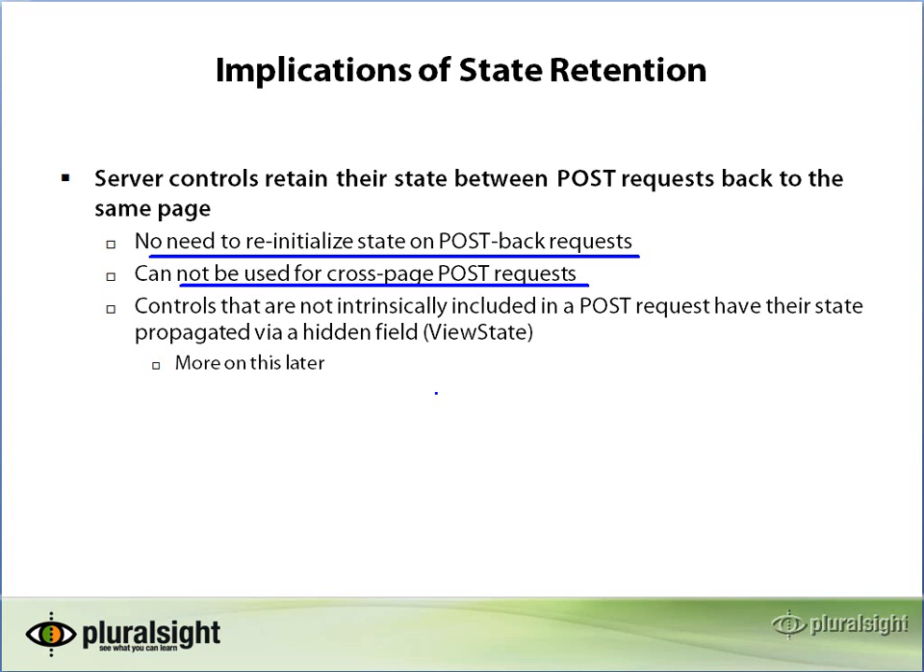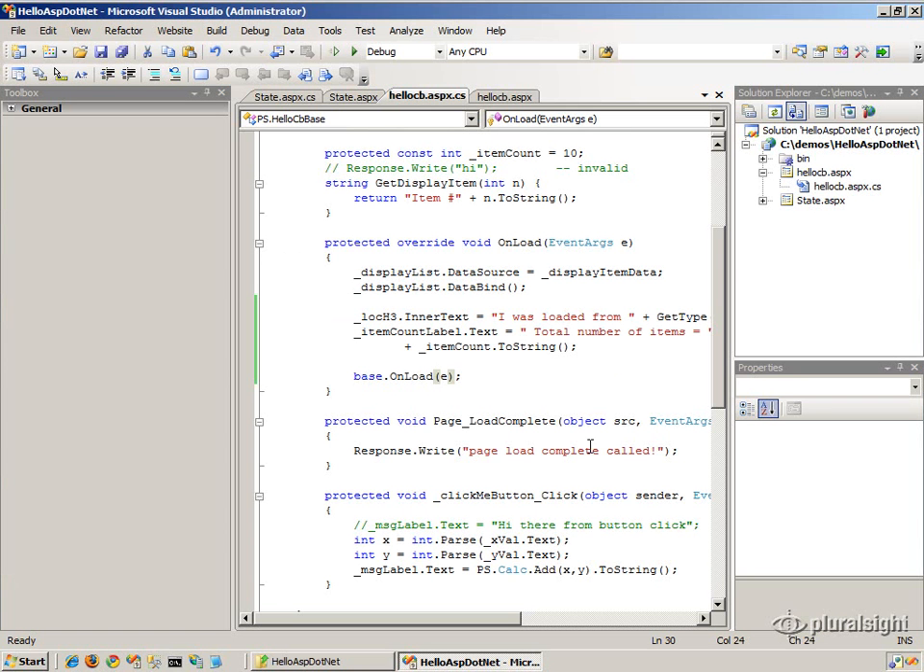One other quick note, and we're going to jump into this in much more detail in a moment, is that controls that are not intrinsically part of the post body of the request will still have their state retained, but it's through this other mechanism called ViewState. So if they're not an input control, say just a standard label, that will have its state retained via the hidden ViewState mechanism. So let's go ahead and take a look at the implications of state management here.